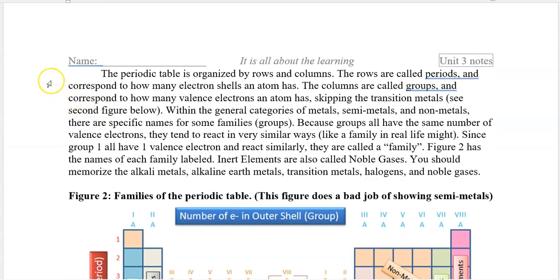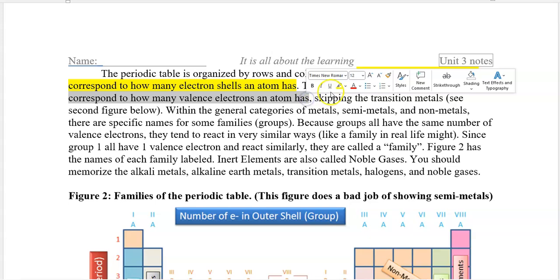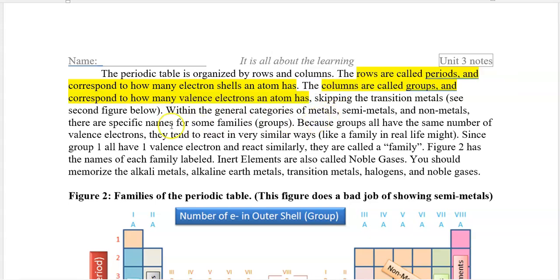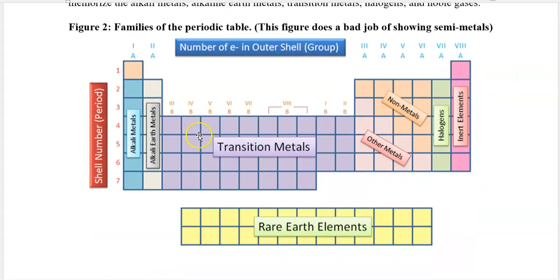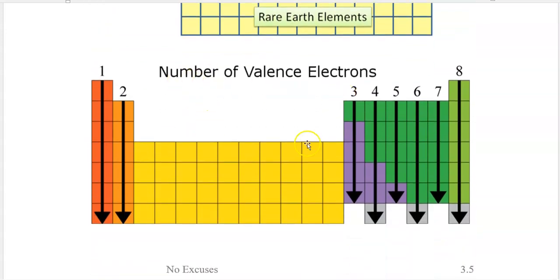Moving on. The periodic table is organized by rows and columns. The rows are called periods and correspond to how many electron shells an atom has. The columns are called groups and correspond to how many valence electrons an atom has, skipping the transition metals. See second figure below. Well, let's look now. Number of valence electrons. Okay, so I guess this is the ones they're skipping, so that must be the transition metals. So all of these have 1, all of these have 2, all these have 3, 4, 5, 6, 7, 8.